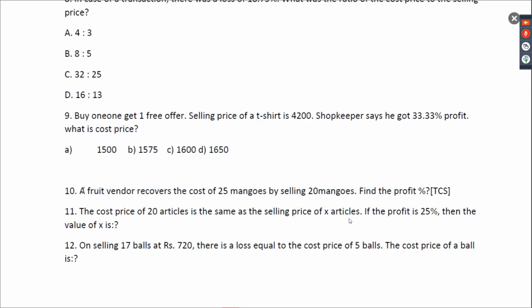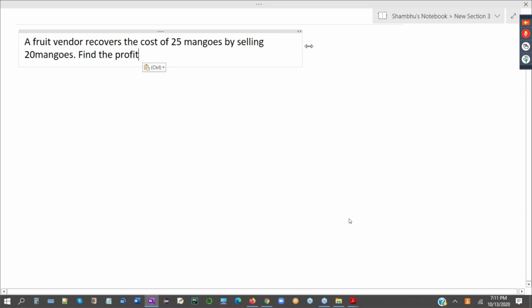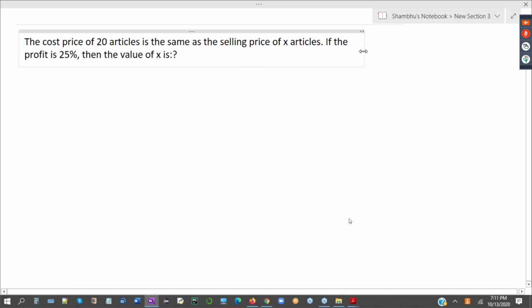Now one last question I will give and then I will move to mixture and alligation. This question we have already solved. I am just checking whether you can answer or not. Already we have solved this question today itself. You have to answer me. You have to give me the correct answer.